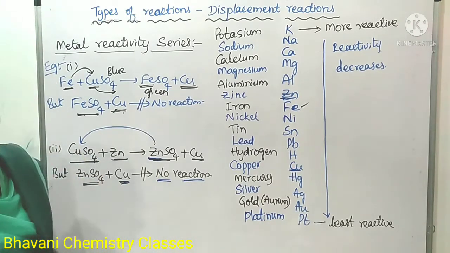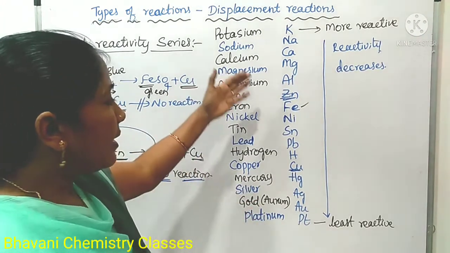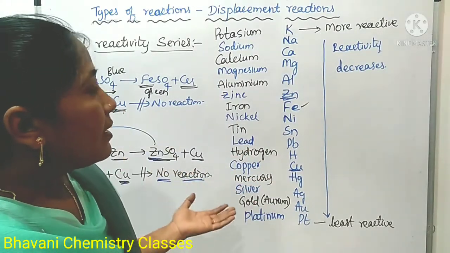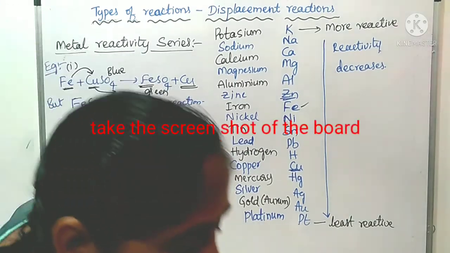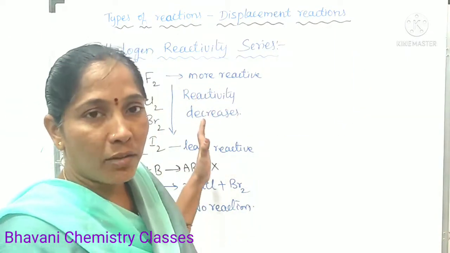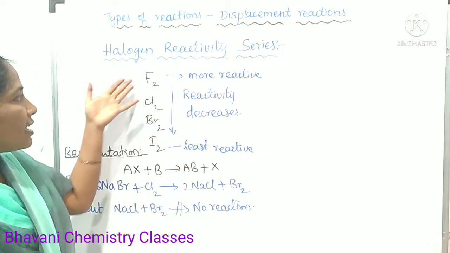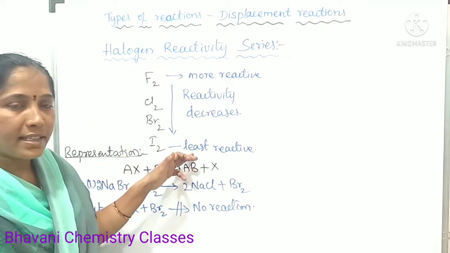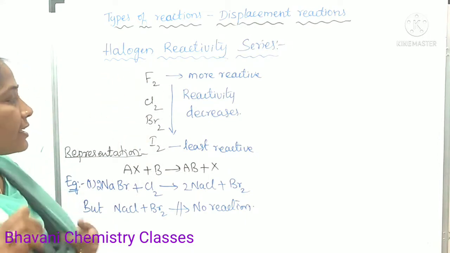Okay. Now, halogens are also orderly arranged like this according to their reactivity. So now let us see that series, known as the halogen reactivity series. This is the orderly arrangement of halogens according to their reactivity: fluorine, chlorine, bromine, iodine. These are known as the halogens. In these, fluorine is the most reactive and iodine is the least reactive. From fluorine to iodine, from top to bottom, the reactivity decreases.